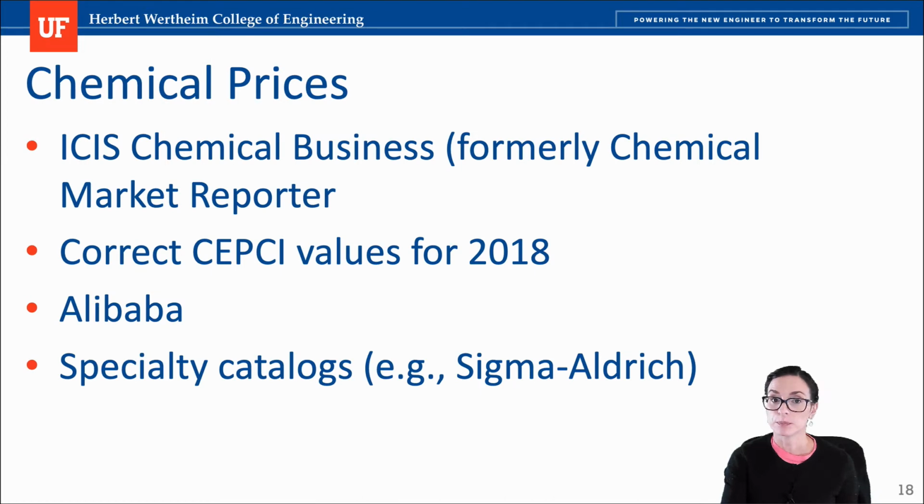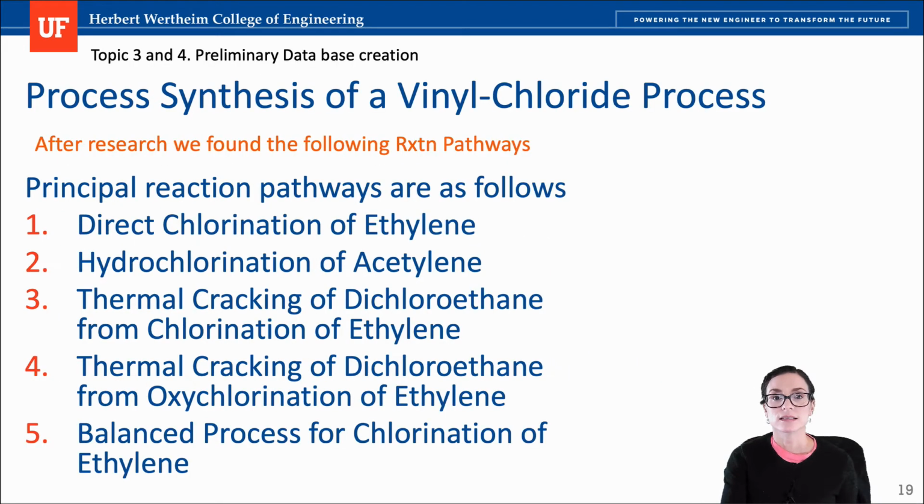Chemical prices are important at this stage. As you are collecting information about your raw materials, make sure that you find their prices. Keep track of the references, and the more citations of prices you have, the better, because you can get a geometric average to calculate the final prices that you may use for your raw material. These are examples for the vinyl chloride process.